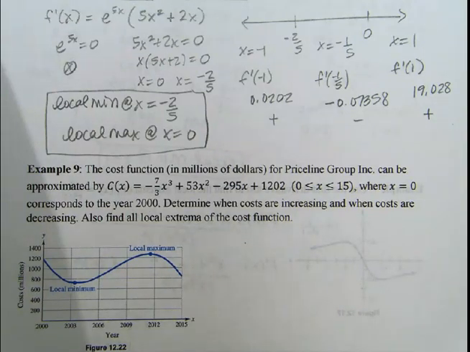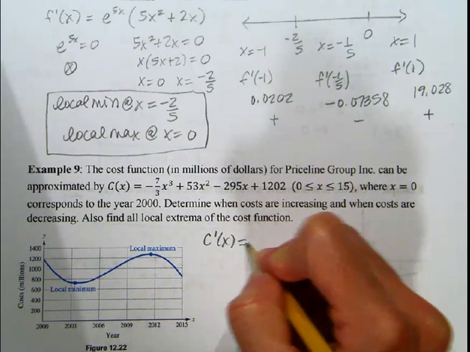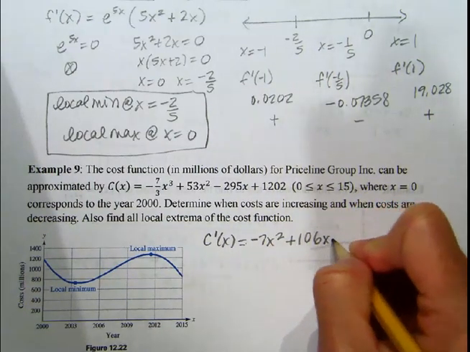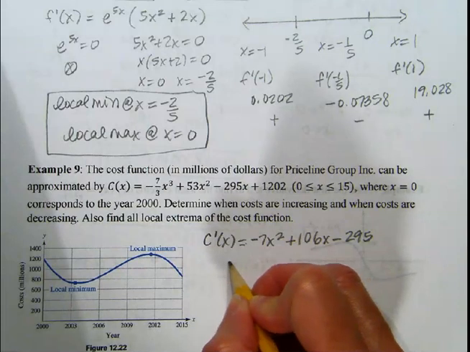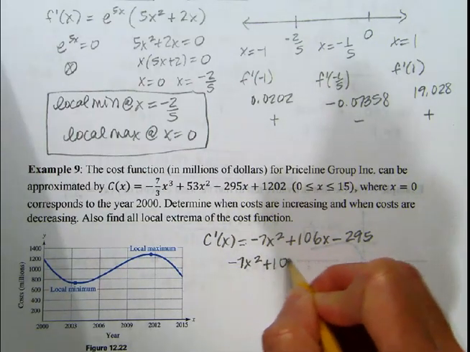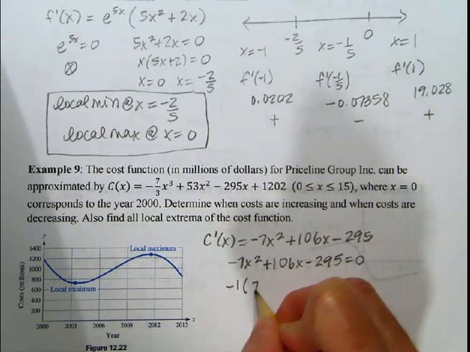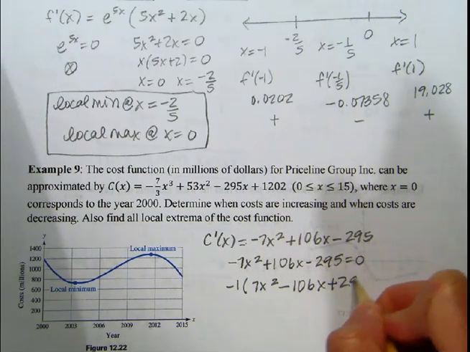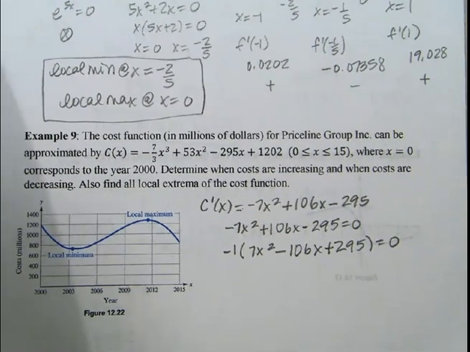So the first thing we want to do is find our derivative. When we take the derivative of this, that would give us negative 7x squared plus 106x minus 295. And then we have to set that equal to 0 and solve, to find our critical values. So that's what I'm going to do here. I factored out the -1 first, thinking that this would factor, and that's what I attempted, but it turns out that it wouldn't factor. Of course not, right? That would be too easy.